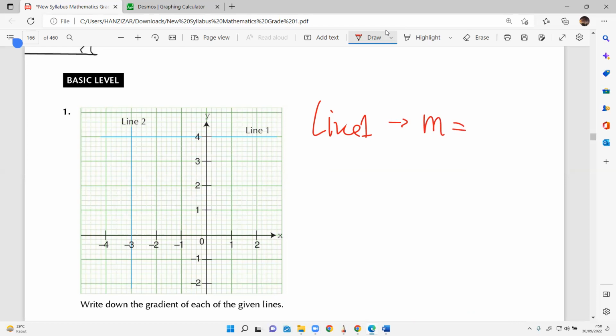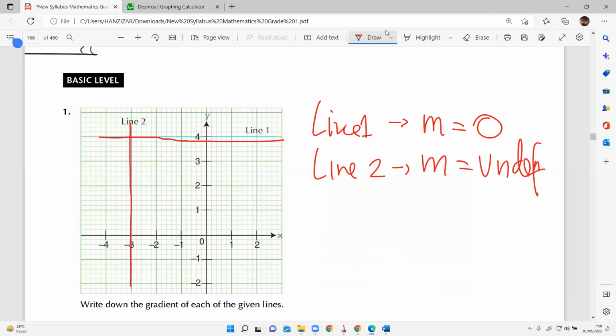Sorry? 0 only. Because it's a horizontal line, remember? If it is a horizontal line, 0, don't think about that. Line 2. Undefined because it's vertical. Okay, very simple, right? Undefined. You cannot define a vertical line because if you are going hiking, you cannot walk on that vertical line.